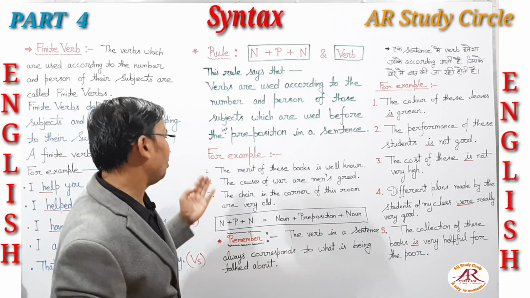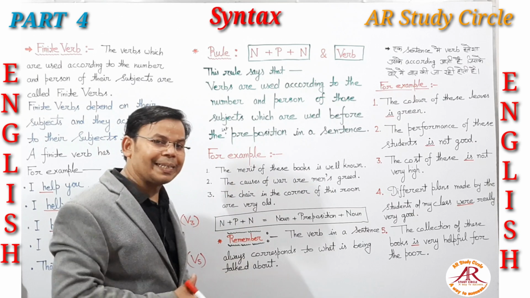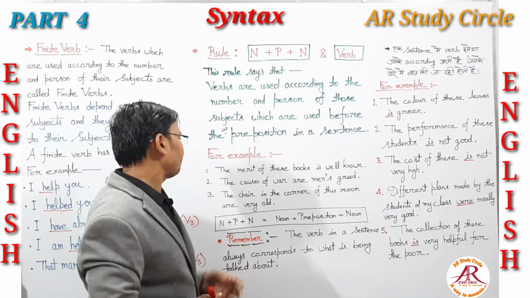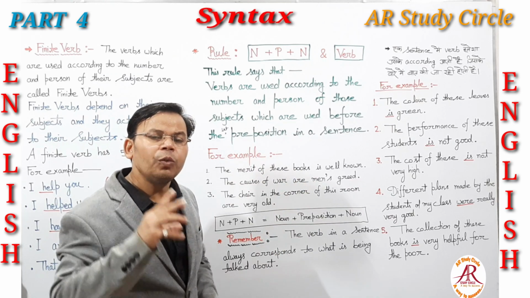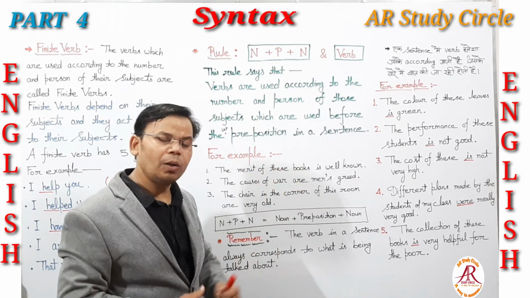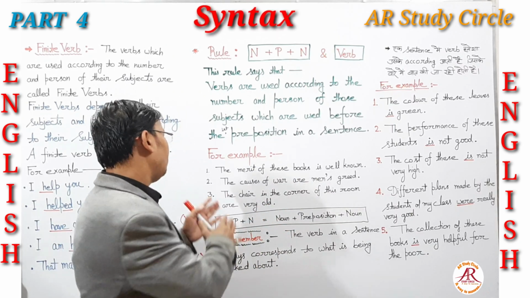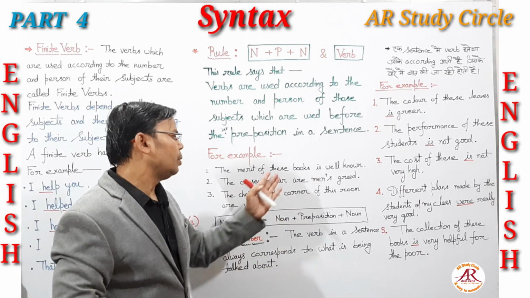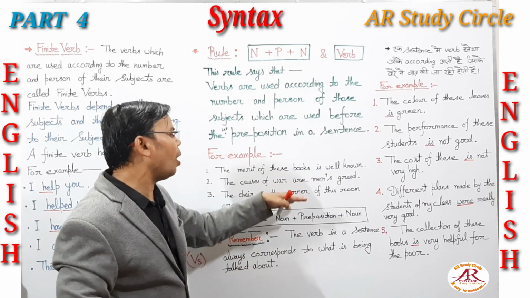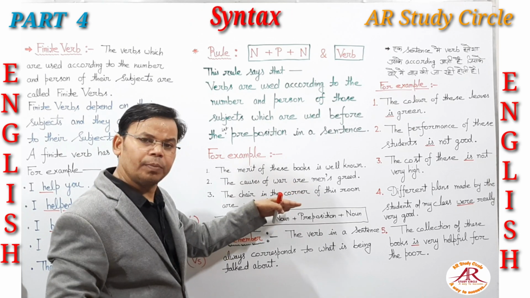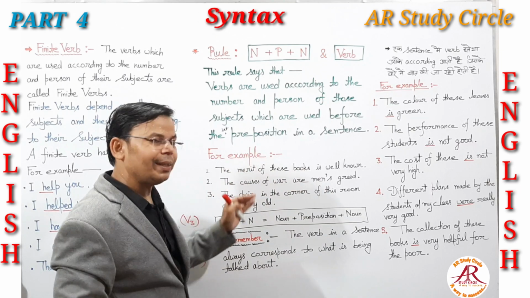Now try to understand this rule with some examples. For example, the merit of these books is well known. The causes of war are man's greed. The chair in the corner of this room are very old.